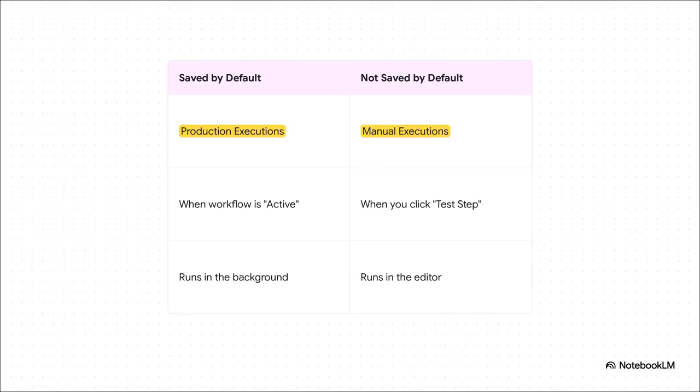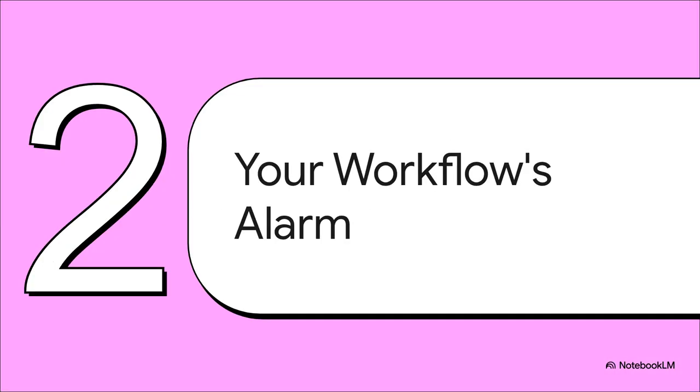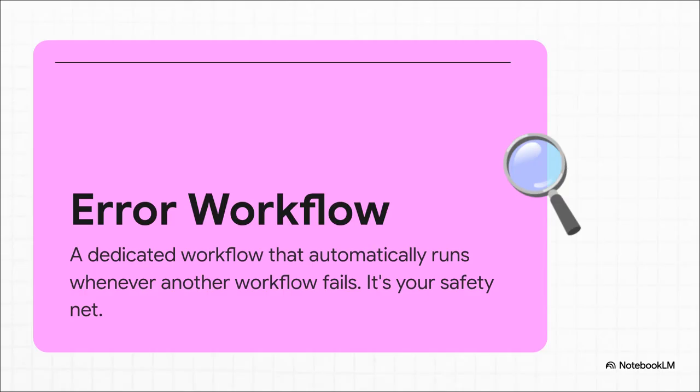Okay, so we know that these silent failures are a real threat. How do we fight back? Well, it's pretty simple, actually. We need to build an alarm system for our workflows. And that alarm system is something called an error workflow.